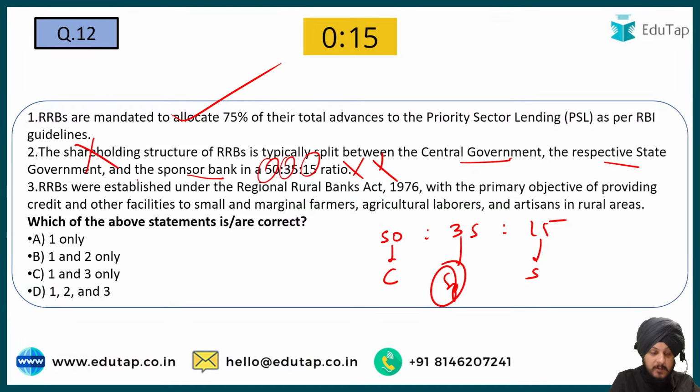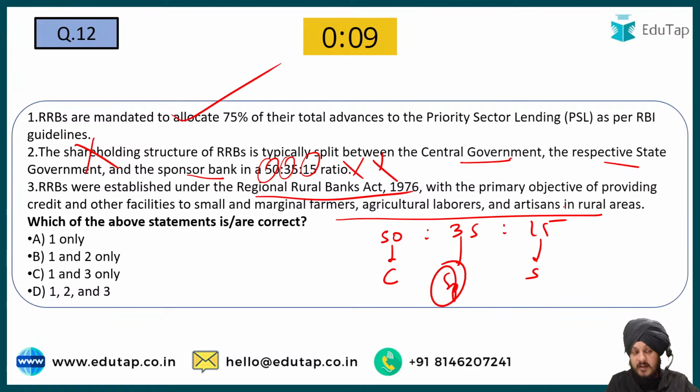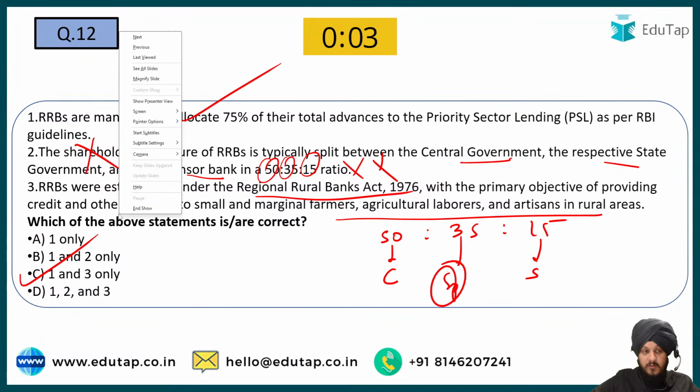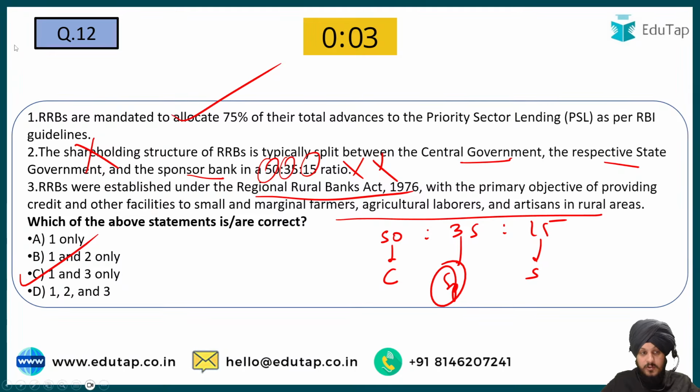So if we eliminate this one, and ये तो of course सही है यार, RRB Act के थ्रू ये फॉर्म हुए थे और ये इनका प्राइमरी ऑब्जेक्टिव है. These are the people that they target. So based upon that, C is going to be the correct answer, right? तो C होगा. I hope it is clear to everyone. Now let us move on to next question.